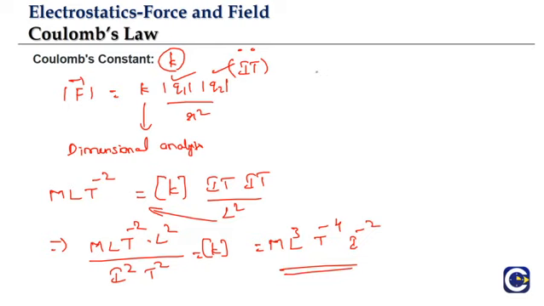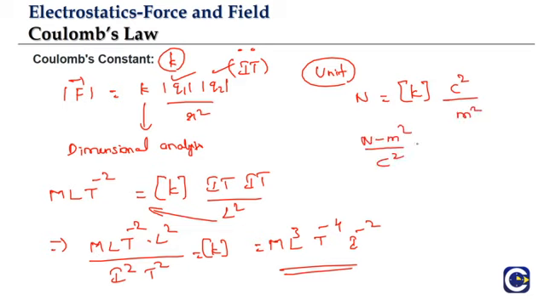And for the unit of Coulomb's constant, if you look at this expression, on the LHS we have Newton, which is equal to the unit of K into charge, Coulomb square, divided by meter square. So Newton meter square divided by Coulomb square will be the SI unit of Coulomb's constant K.